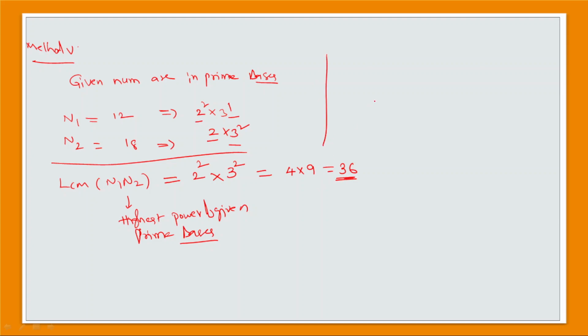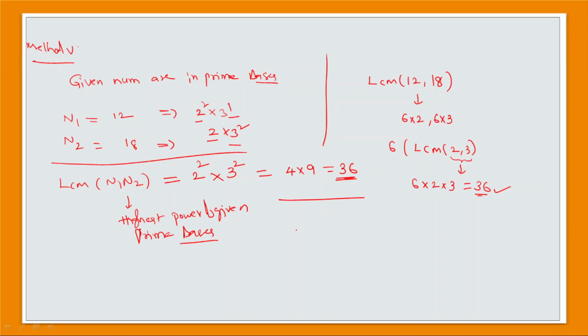Otherwise we can also solve this one in a different manner. LCM of 12 comma 18. This can be written as 6 into 2, and this can be written as 6 into 3. If I take out 6 as the common factor outside, it will be like 6 into LCM of 2 comma 3. The numbers 2 and 3 are co-prime numbers. For co-prime numbers, the LCM will be the product, so 6 into 2 into 3. In this case also we'll get the same answer, that is 36 only.